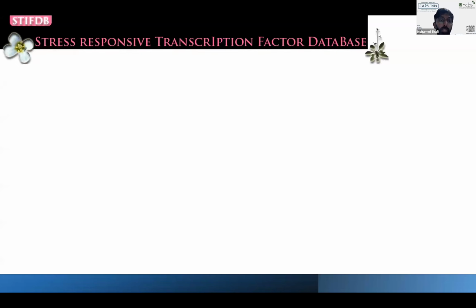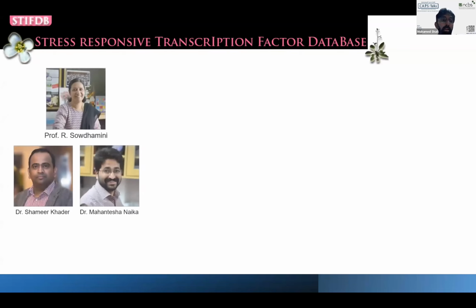For today's topic, our first talk is about STIFF-DB, the stress responsive transcription factor database. This was developed by Dr. Shamir Kader and team, including Dr. Mahandisha and Ambiga, Umman et al.